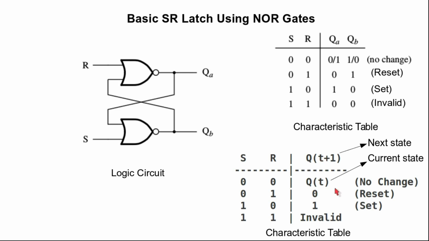And when we change the input to S equal to 1 and R equal to 0, in the next state, Q will be equal to 1. So Q(t+1) will be equal to 1, and that is called the set state. And S equal to 1 and R equal to 1 was an invalid input, as we had discussed in detail in the last class. So this is a new way of writing the characteristic table, and this is the format we will use in the preceding slides.